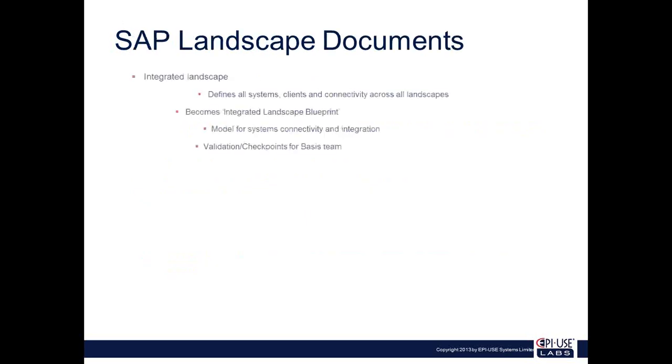So the SAP landscape documents, the integrated ones I was just talking about, need to define all systems, clients, and connectivities across all landscapes. It essentially becomes the integration blueprint. It's a model for the connectivity and integration, and it's also a validation and checkpoint for the basis teams to make sure that they've done all the integration across all these systems.